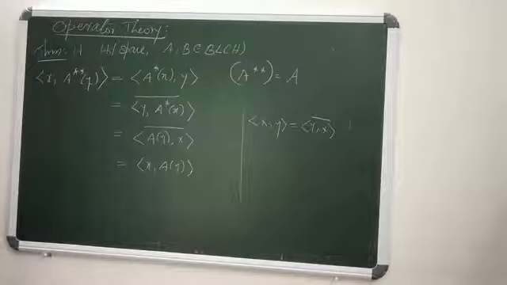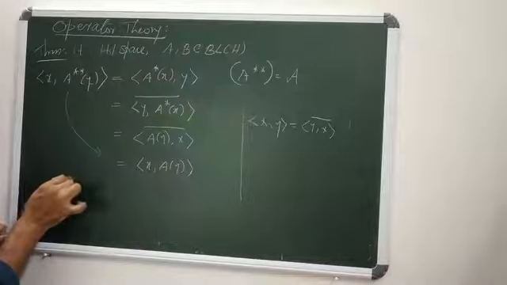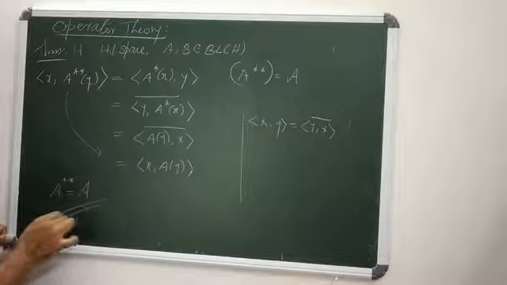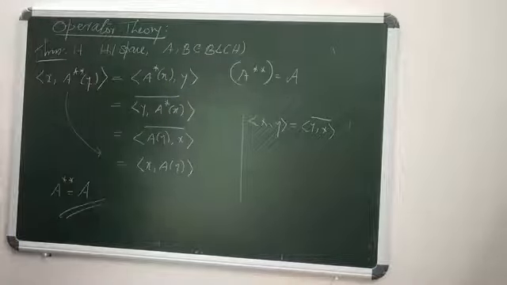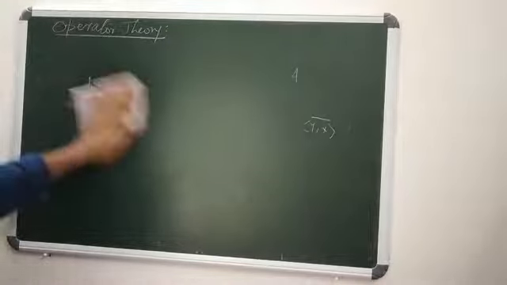Inner product of Ay and x-bar equals inner product of x and Ay. So finally we have A star star equals A. Okay. Now we are going to another interesting one.